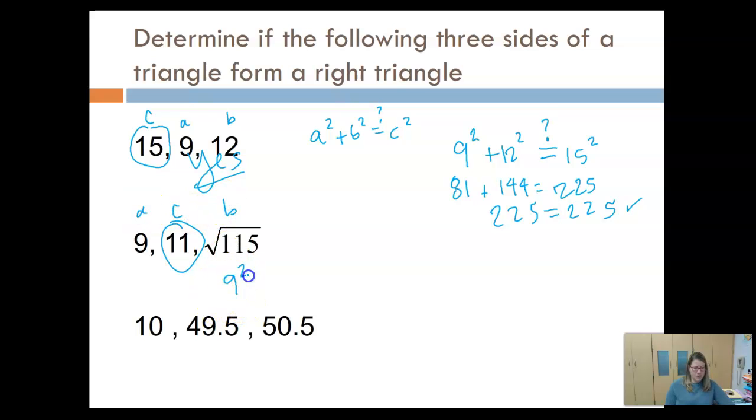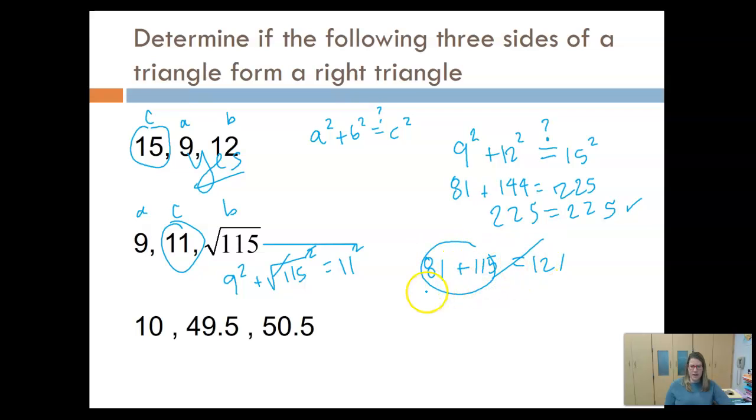So 9 squared plus the square root of 115 squared equals 11 squared. So 9 squared is 81. If I take the square root of a square, it cancels out. So this would be plus 115. And this is 121. So I can already see that this is a much bigger number than this. So those are not equal. So this is not a right triangle.